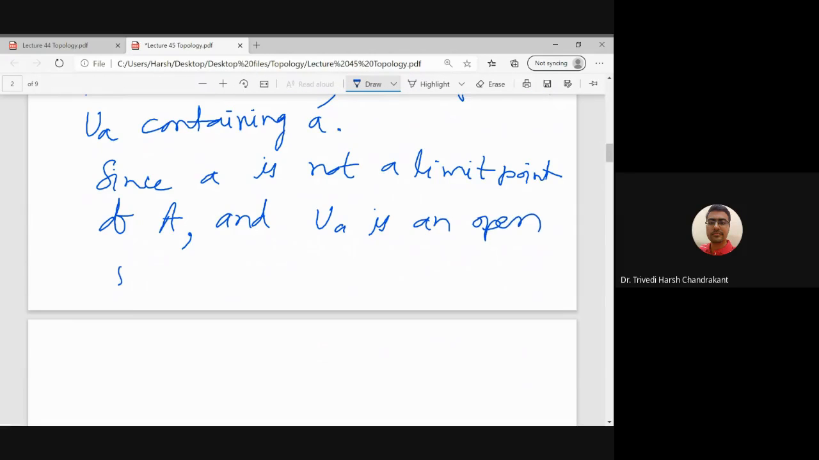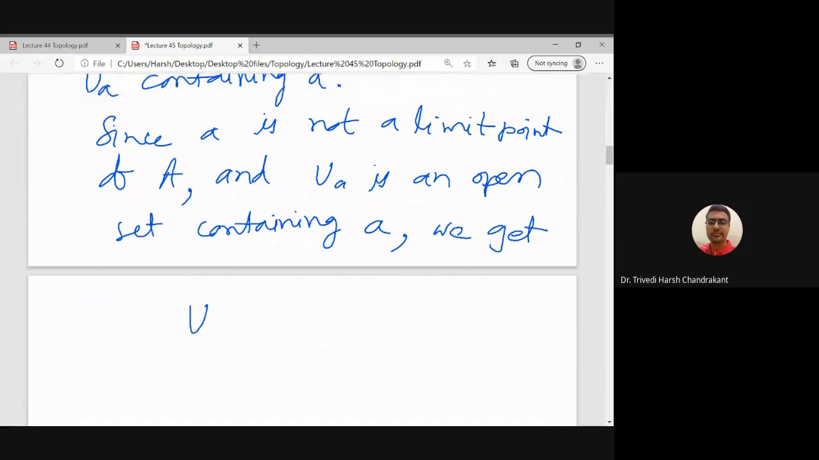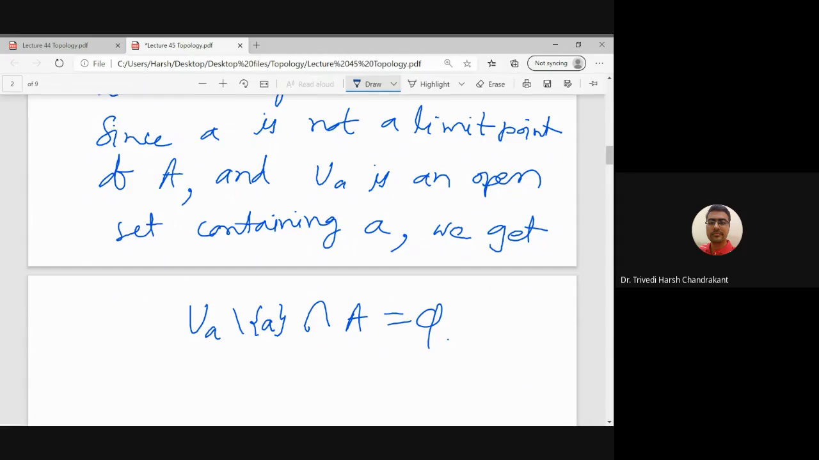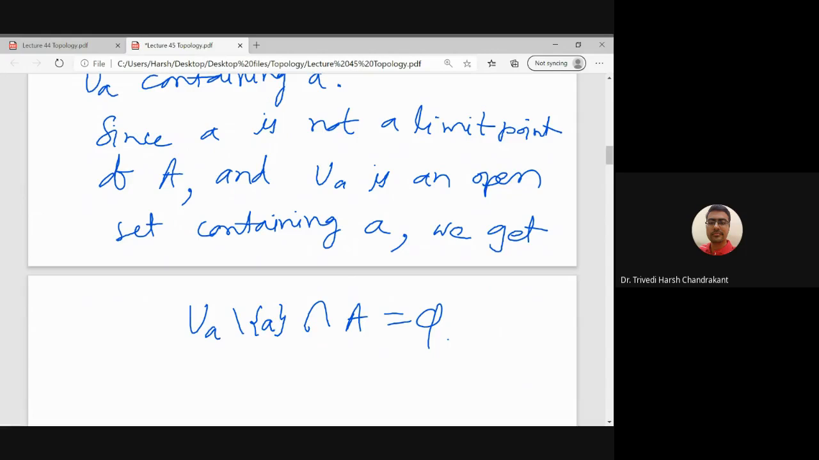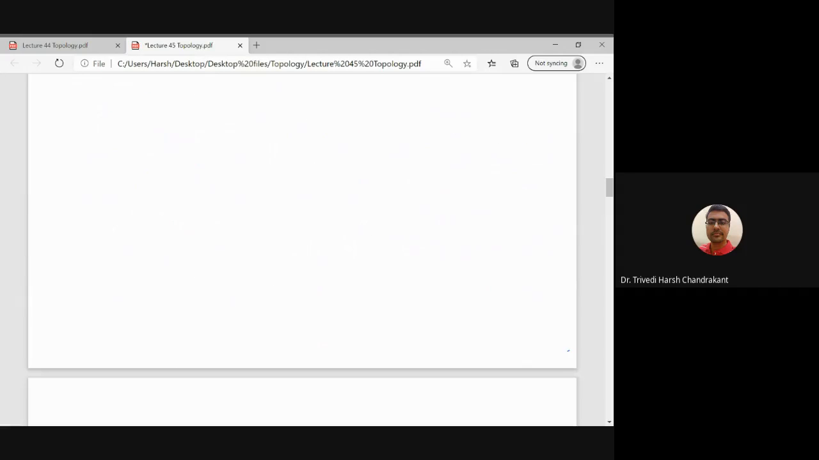an open set containing the point a, using the characterization of the limit point, we get that (U_a minus singleton a) intersection A is phi. If a were a limit point, then this intersection should be non-empty. But because a is not a limit point, this intersection is an empty set.